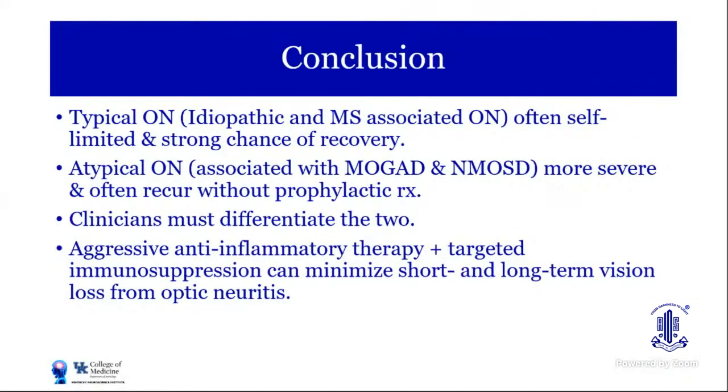So in conclusion, if you have typical optic neuritis, this is self-limited with a strong chance of recovery. But atypical, you can have more severe vision loss and they can recur without prophylactic treatment. Clinicians must differentiate the two. You must give aggressive anti-inflammatory therapy and targeted immune suppression to minimize short and long-term visual loss from optic neuritis.